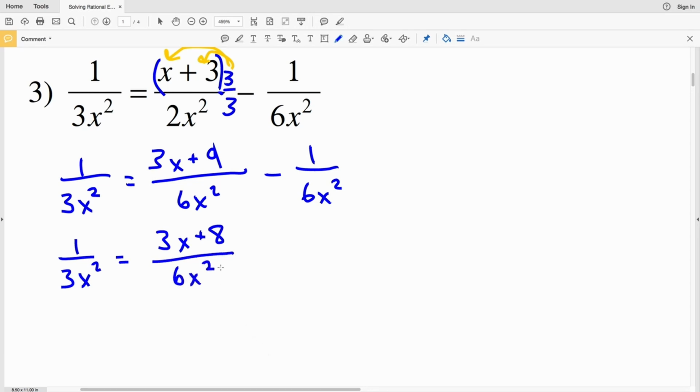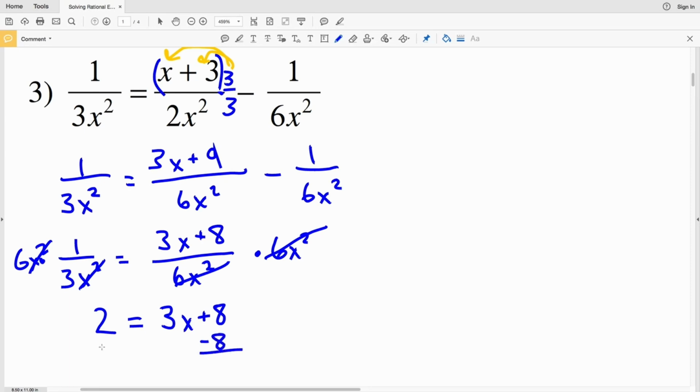Now I'm going to get this 6x squared out of the denominator, so I'm going to multiply both sides by 6x squared. Doing this on the right hand side, I'll be left with just 3x plus 8. On the left hand side, however, the x squareds will cancel out, and I'll be left with 6 times 1 over 3. So that'll be 6 over 3, which we know is equal to a positive 2. So we have 2 equivalent to 3x plus 8.